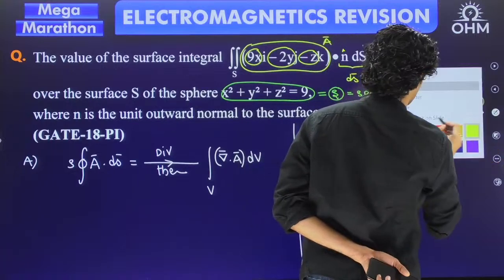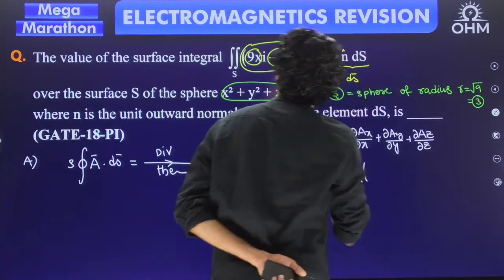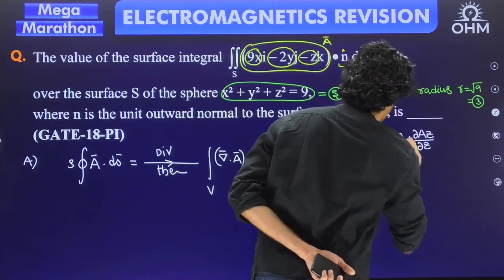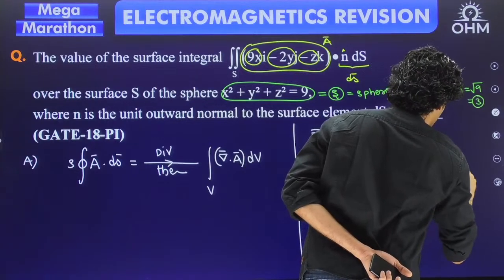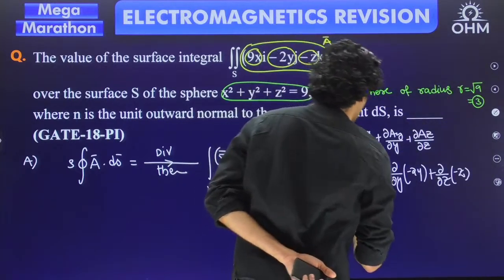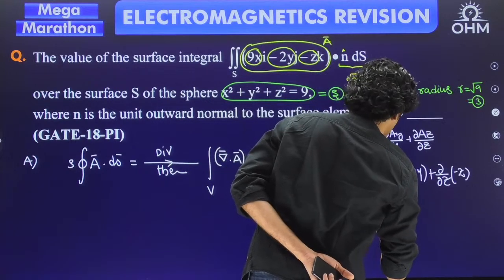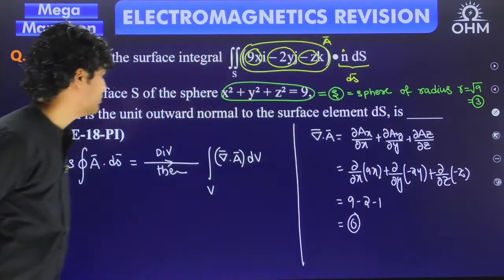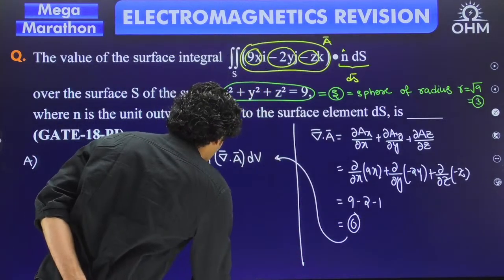So you differentiate Ax with respect to x: dou by dou x of 9x, plus dou by dou y of minus 2y, plus dou by dou z of minus z. This becomes equal to 9 minus 2 minus 1, which is 6. This is what you will substitute here again. So this becomes equal to 6.